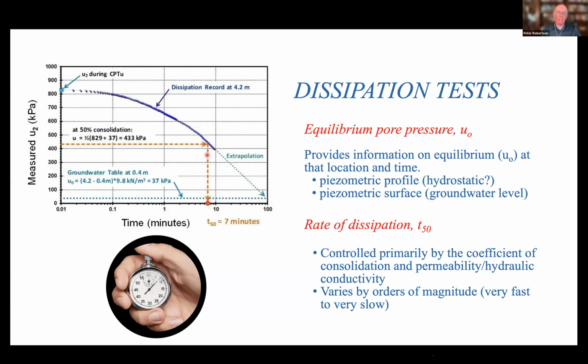And so you can get T50, and that can then be used to estimate the coefficient of consolidation and permeability quite accurately. And of course, U0 tells you if it's hydrostatic. Now, in a sand soil, this would be much, much faster, and you would reach U0 in typically less than a minute. So T50 might be a couple of seconds, and then T100 would be maybe a minute, and you could get the piezometric profile.